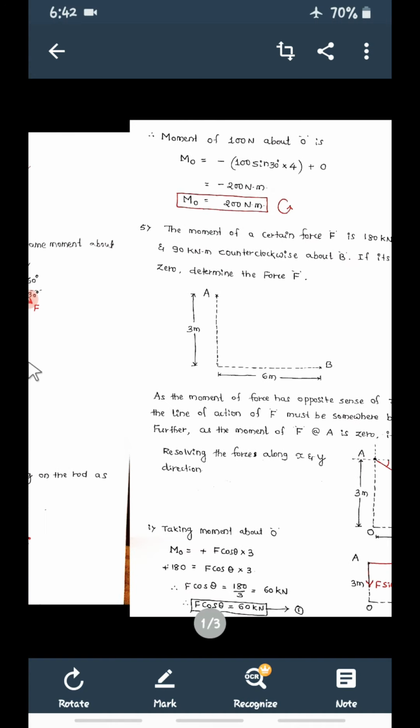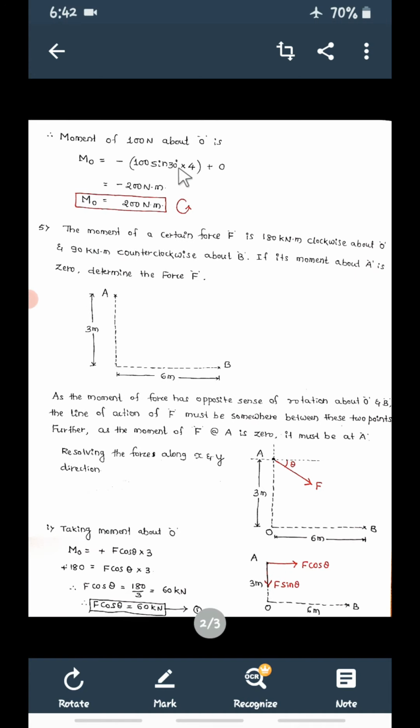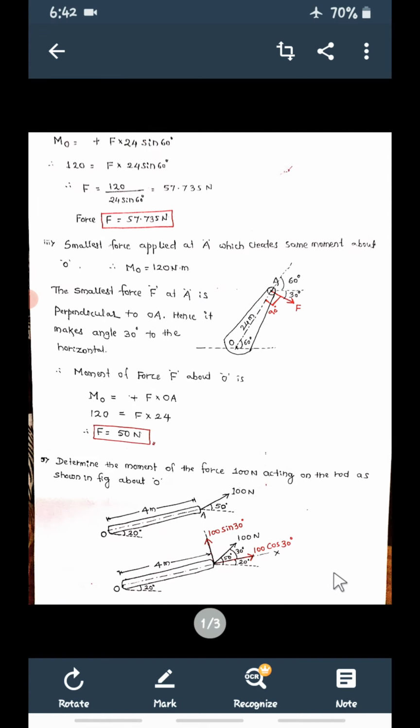So minus 100 sin 30 into 4. Then this force, what is the moment of this 100 Newton, 100 cos 30? Now see, this force is exactly passing through O only. So there is no perpendicular distance, and no perpendicular distance means no moment. So the moment of this force is 0 only.